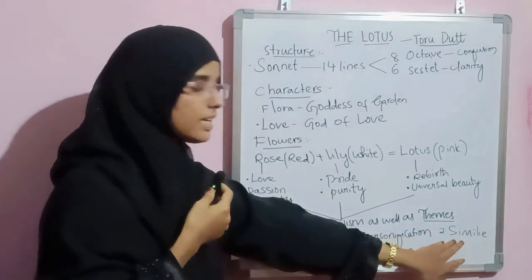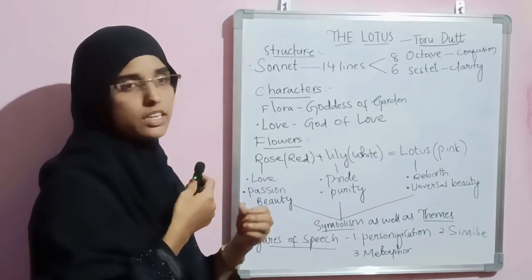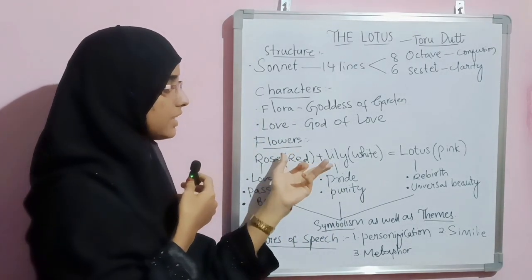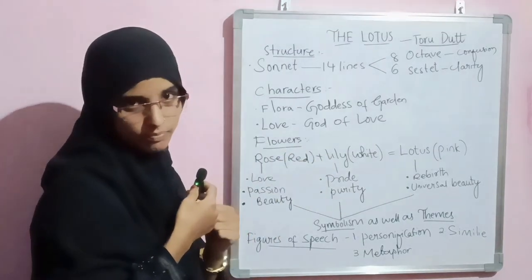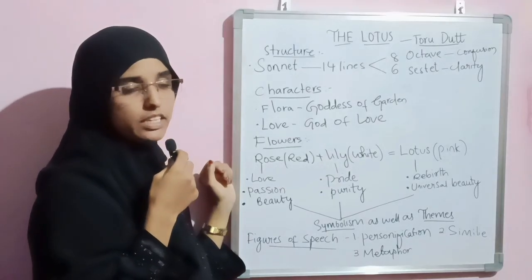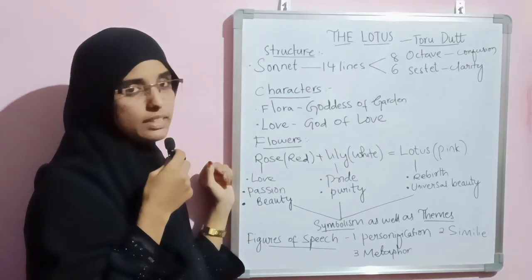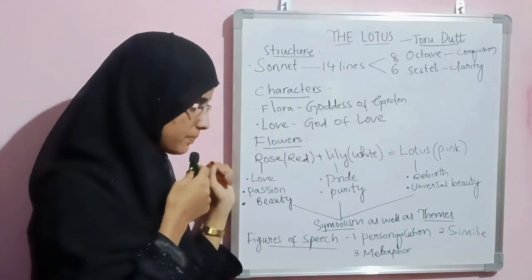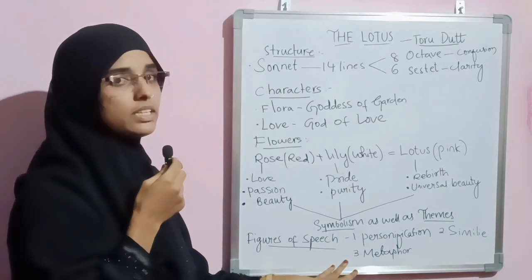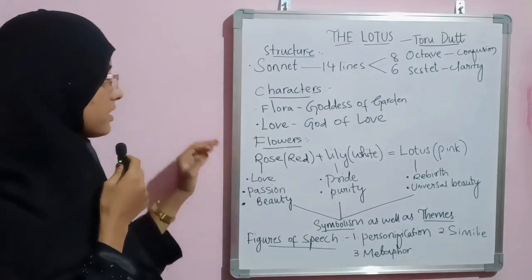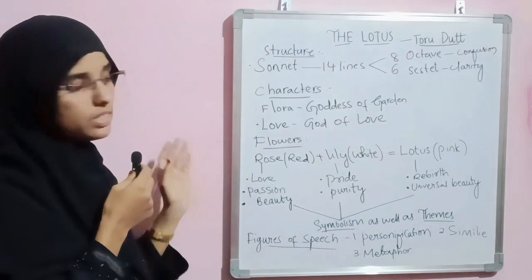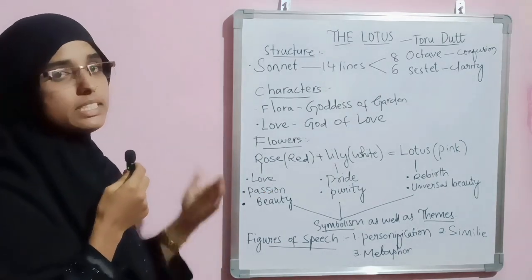Next is simile. In this poem, there is a line where Flora is explaining flowers to Love, and she uses the line "as tall as lily." Here there is a comparison using "as." If you compare anything using "as" or "like," that is a simile. Next, the last one is metaphor. Metaphor is also a comparison, but a direct comparison. For example, we compare the red rose as love, the lily as pride, and the lotus as rebirth and universal beauty. That direct comparison is known as metaphor.